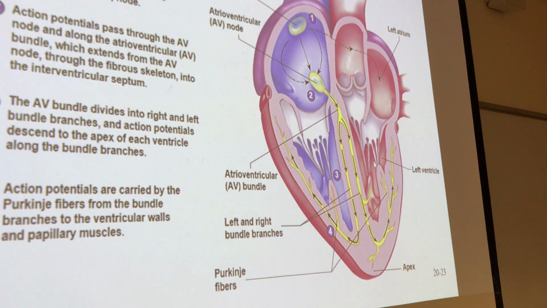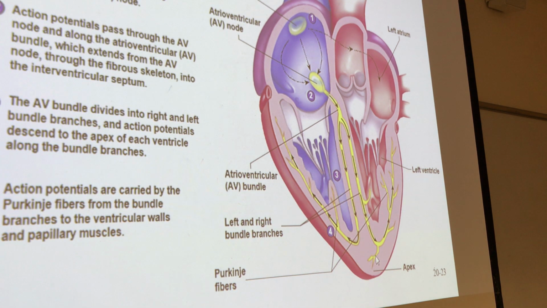All right, these are just the pathways for those electrical signals. The left bundle branch goes to the left ventricle. The right bundle branch goes into the right ventricle. But keep in mind, as you're discharging right here, you're going to stimulate the apex first, and then you're going to stimulate each side at very similar times, right?